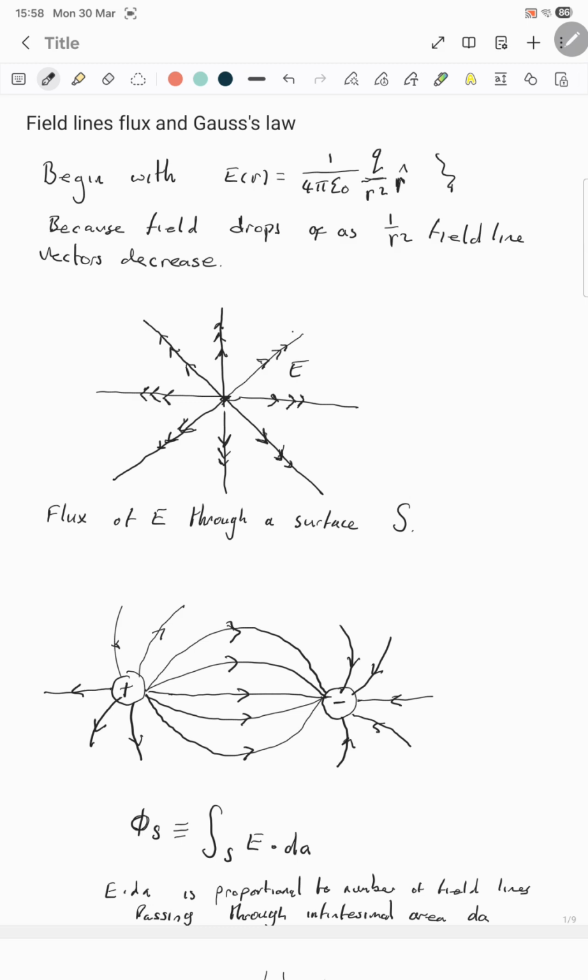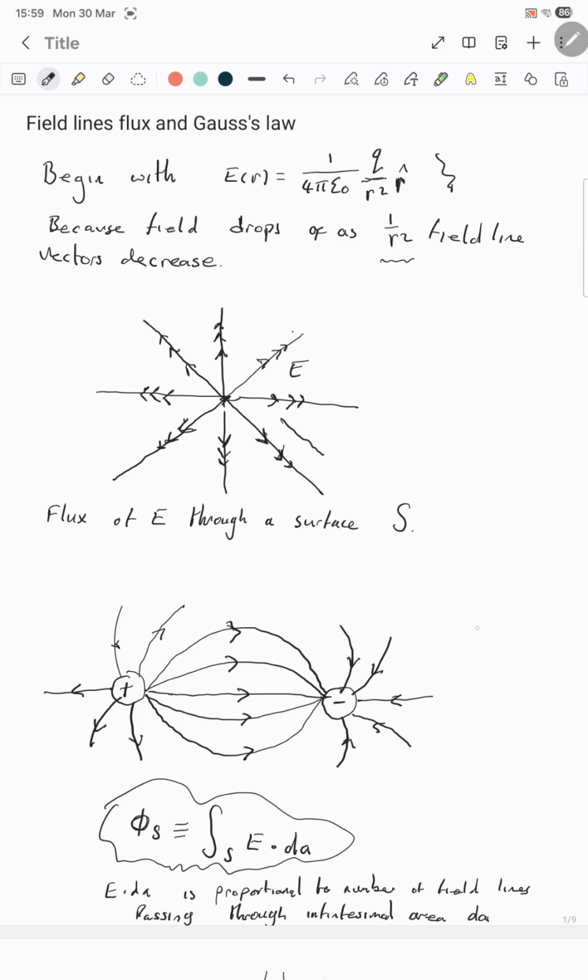Our equation here for the electric field was given in the last tutorial. Because the field drops off as 1 over r squared, the field line vectors decrease like such. The flux of E through a surface S is given by an integral of E over an area element, and is proportional to the number of field lines passing through an infinitesimal area dA.